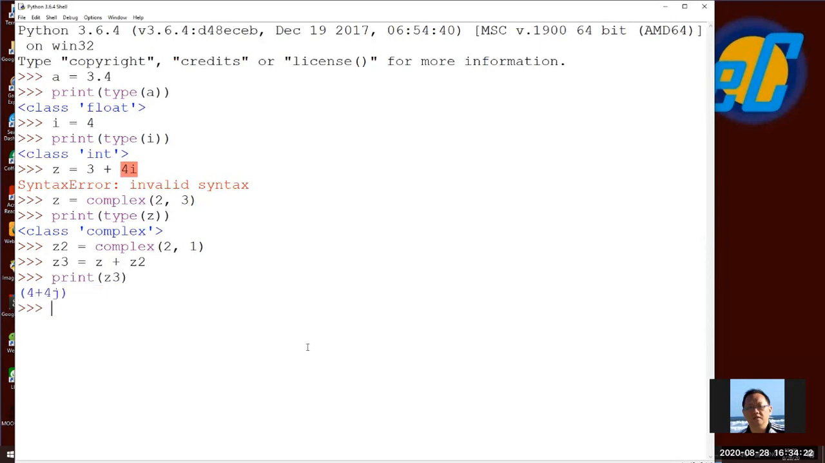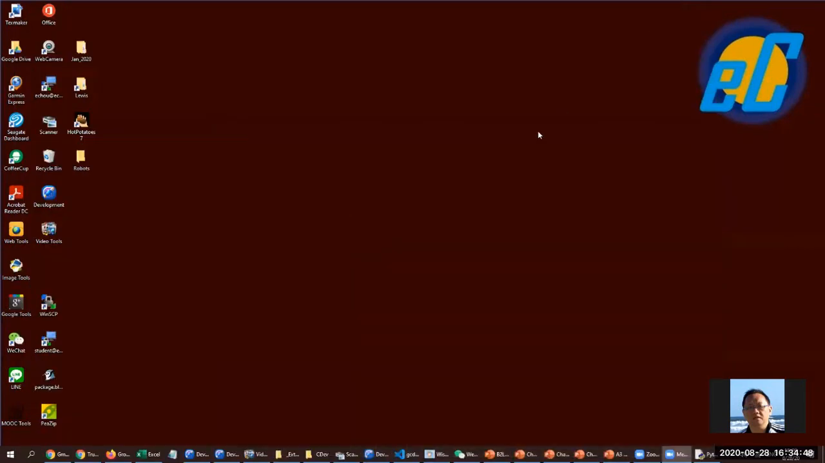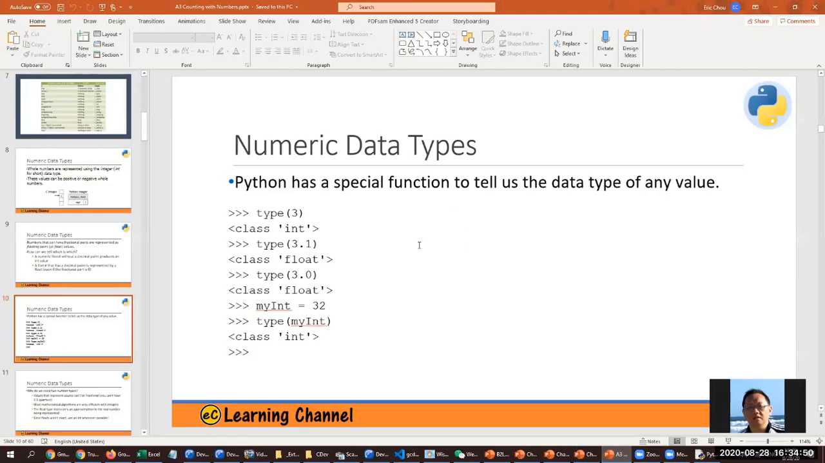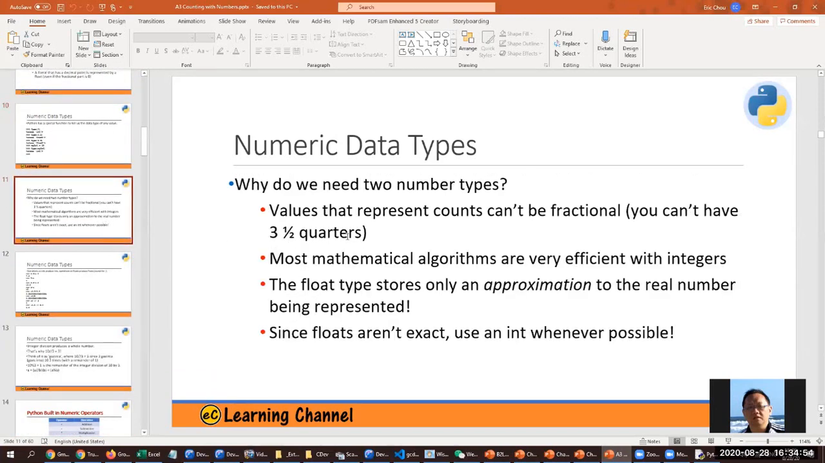So here we talk about these different data types. But basically, so far we touch only the floating point type and the integer type. Integer type means a whole number. Floating point type means a number with a fractional part. But there is a more advanced data type called complex type. So those are the data types available in our Python language. So that's numerical data.